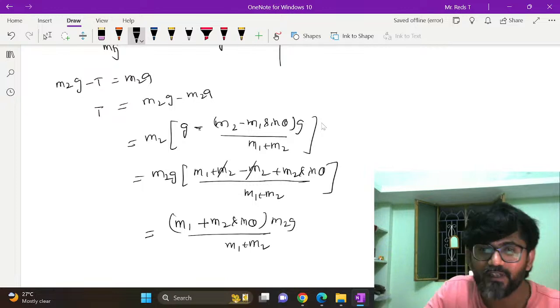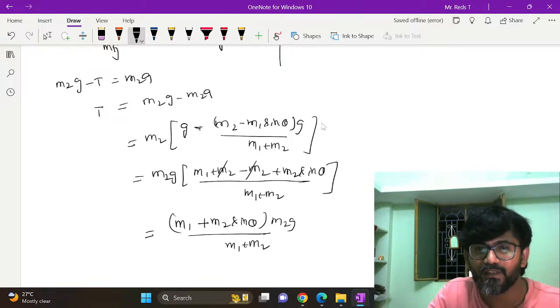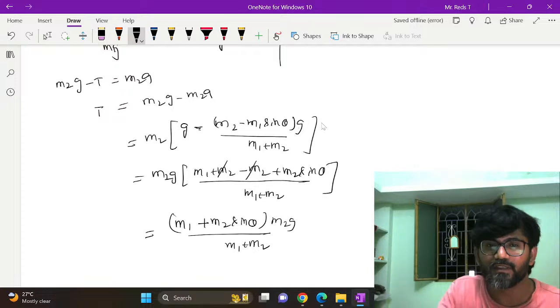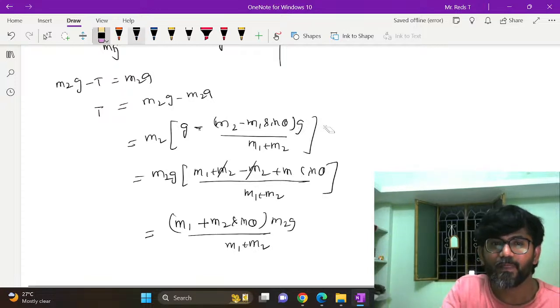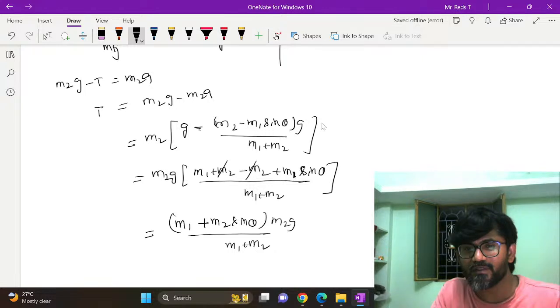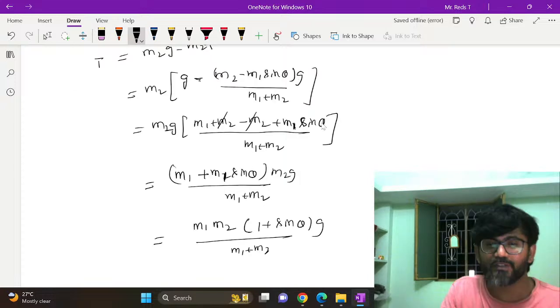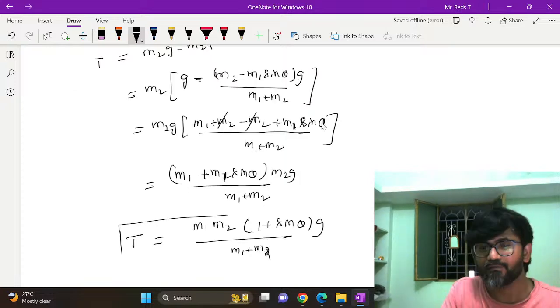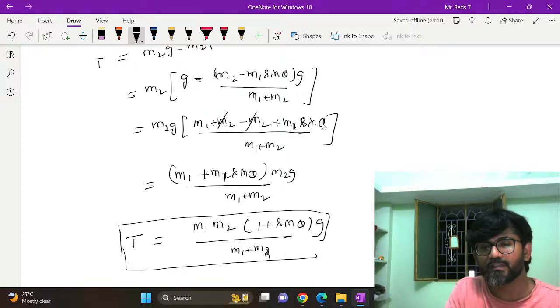As the calculation part is clear, did we do any mistakes here? This is M1 sin theta, yes. Here it is not M2, it is M1 sin theta. So M1 plus M1 sin theta. This is not M2, guys, this is M1. So M1 is common. Take this out, by M1 plus M2. This gives the tension. Cross check the simplifications part.